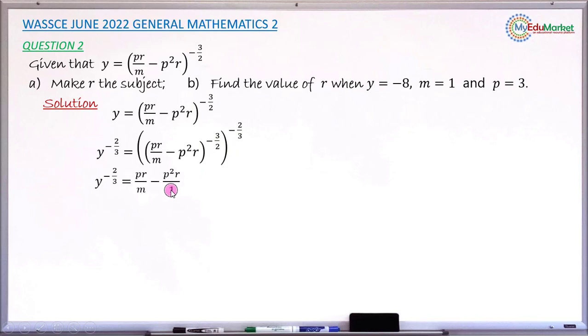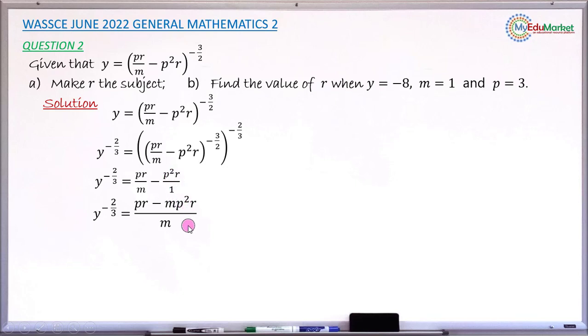So we now have, by the left hand side, which I just copied, y raised to the power of minus 2 over 3 equals just what is in the inner bracket, to the power of 1. So you now have PR over M minus P squared R, all over 1. Next is to perform this subtraction using the LCM, M. If that is done correctly, you now have by the right hand side PR, that is M into M is 1 times PR, which gives PR. Then copy your minus. 1 in M is M times P squared R, which gives MP squared R.